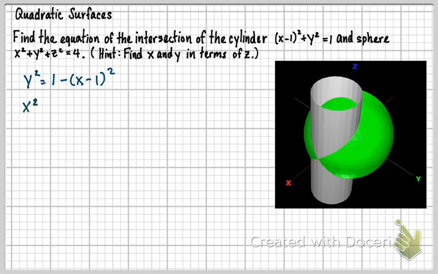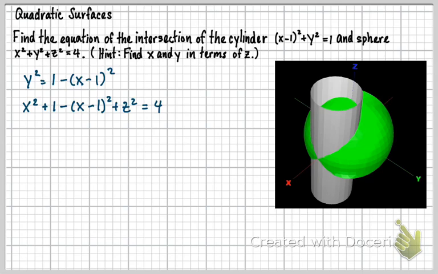x squared plus 1 minus (x − 1) squared plus z squared equals 4. So I just took this and put it in place of y squared. Now I'm going to just simplify this.